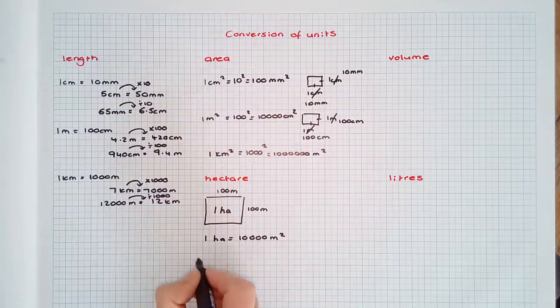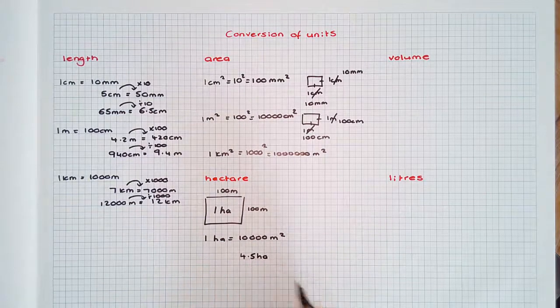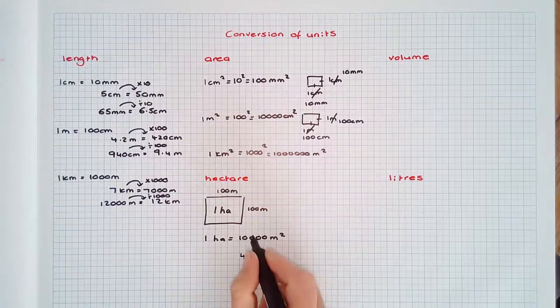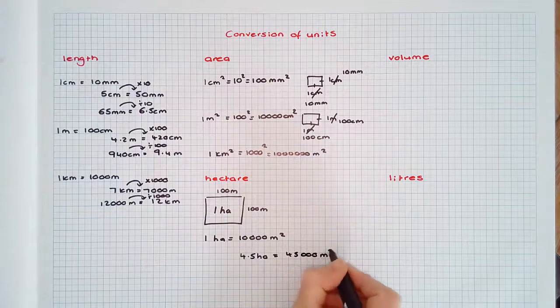Using this as a conversion, for instance, if we said 4.5 hectares, how many metres squared? We times it by 10,000, we get 45,000 metres squared.